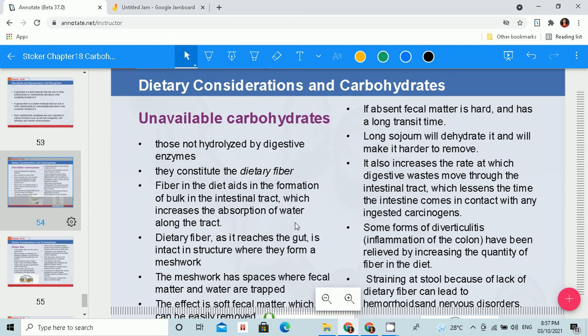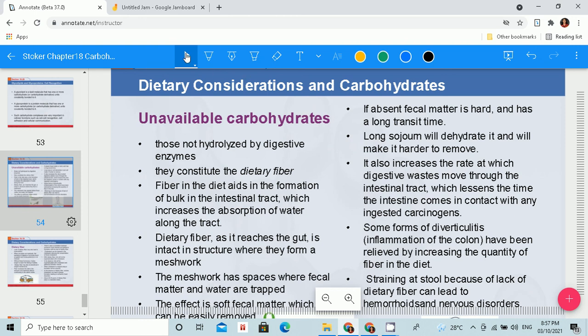And if fiber is absent, fecal matter is hard and has a long transit time, and the colon will dehydrate it and make it harder to remove. So fiber also increases the rate at which digestive wastes move through the intestinal tract, which lessens the time the intestine comes in contact with any ingested carcinogens.